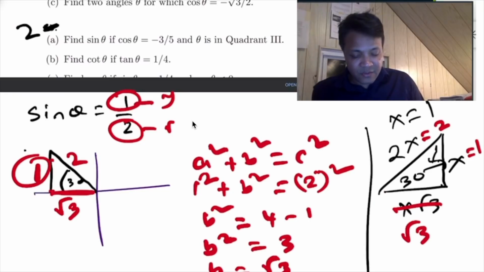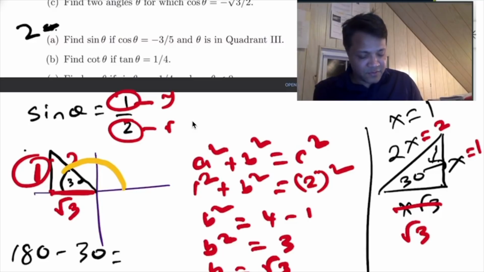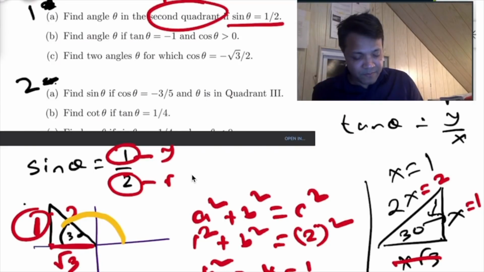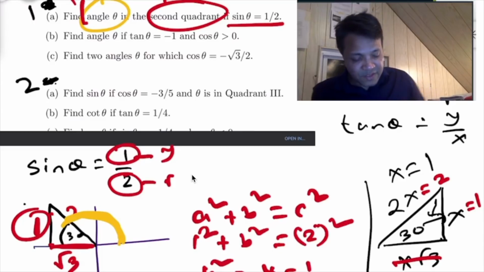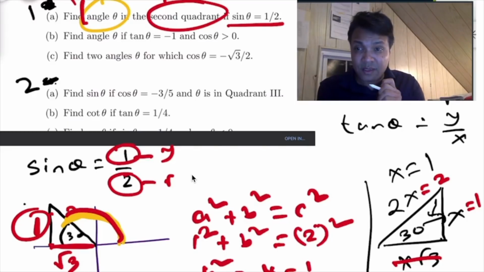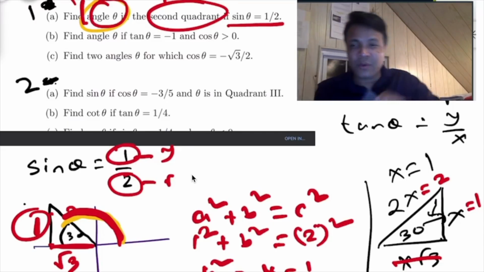So if this is 30, then what is this one? Alright, if this is 30, this must be 150, because 180 minus 30 degrees is 150. So this must be the angle that we are looking for. This angle must be 150 with respect to the x-axis. Remember, we measure the angle from the positive x-axis counterclockwise. So positive x-axis, go counterclockwise and stop, and that is 150 degrees. So we solved our first problem. The angle theta is 150 degrees.